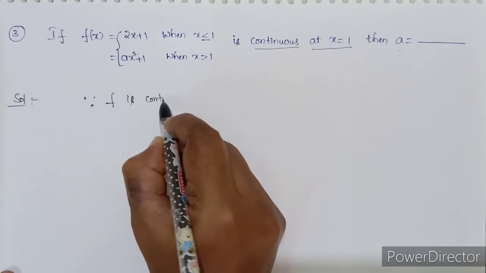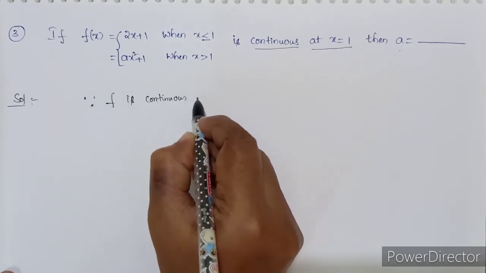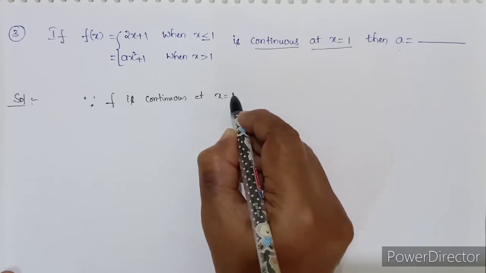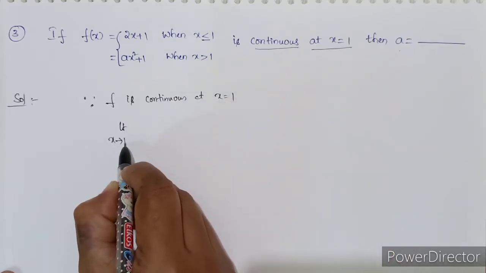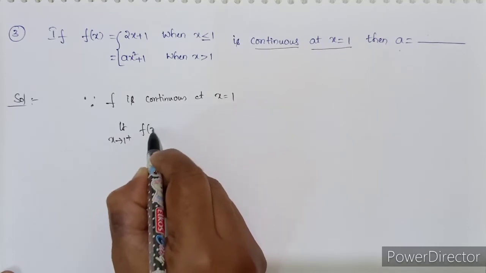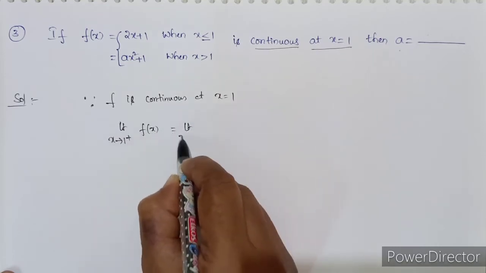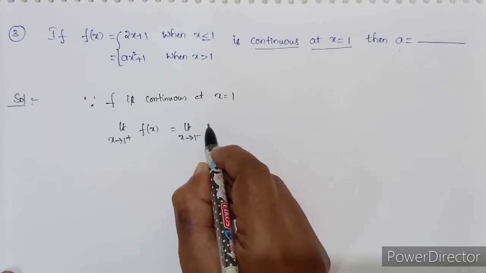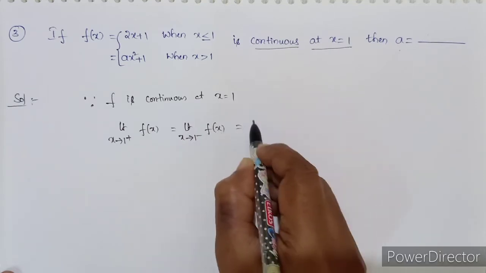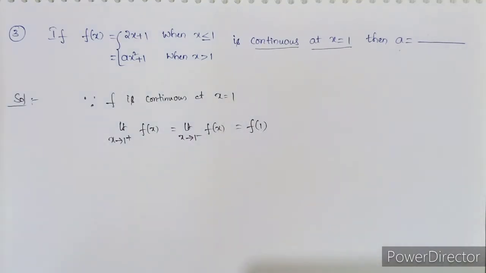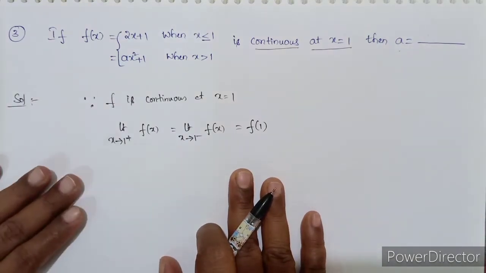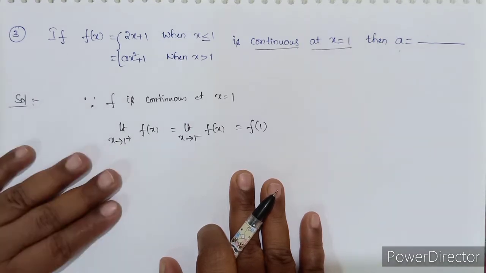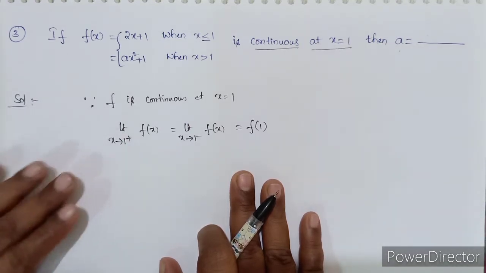Since f is continuous at x equal to 1, by definition, limit as x tends to 1 plus of f of x equals limit as x tends to 1 minus of f of x equals f of 1. Here we are using the second definition of continuity. In the previous videos we have discussed both definitions of continuity. For this problem we are using definition 2.